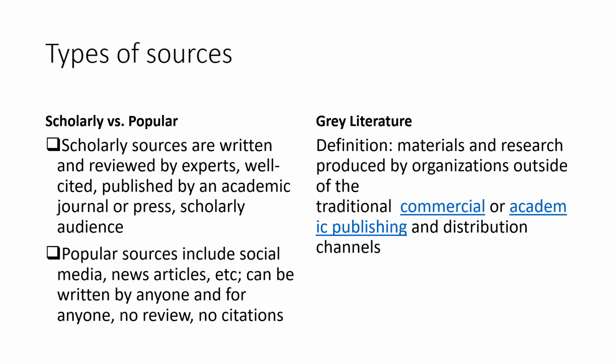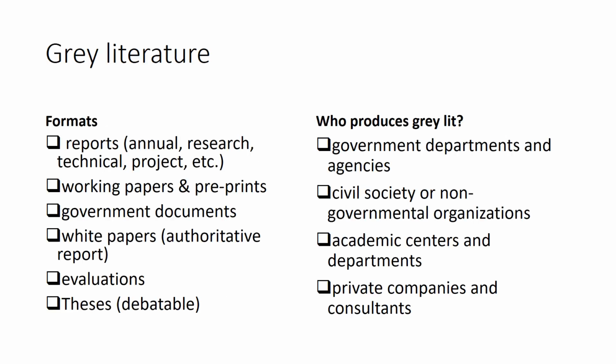Gray literature is basically everything that falls in between these two categories. It can be defined as anything published by entities whose main purpose is not publishing. Formats for gray literature include government documents like laws or policy briefs, and information like white papers, working papers, and reports produced by NGOs, nonprofits, think tanks, as well as academic centers and private companies.